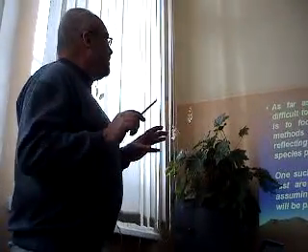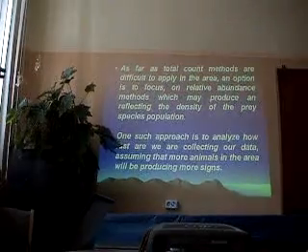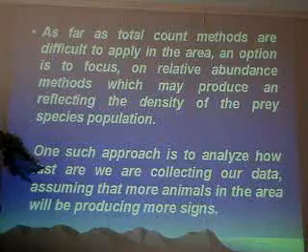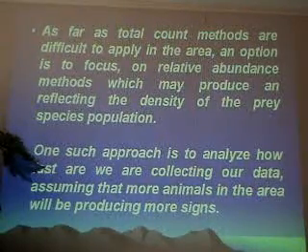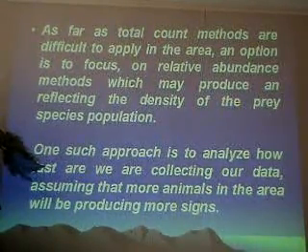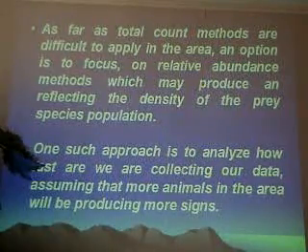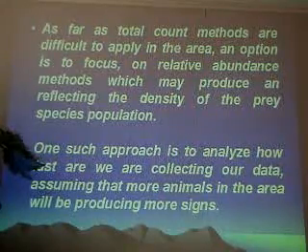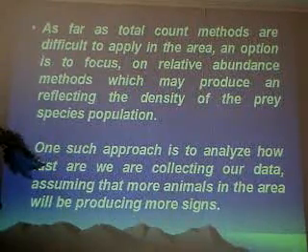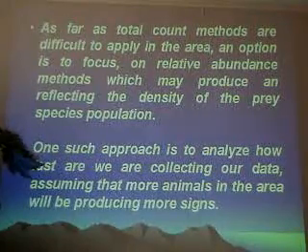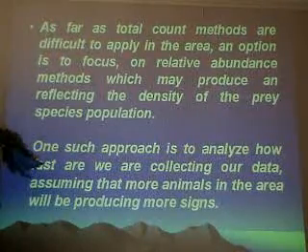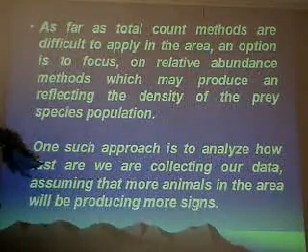Well, here we reach in this report one complication, and this is connected with the problem that total count methods are difficult to apply in the area, and an option is to focus on relative abundance methods which may produce an index reflecting the density of the prey species population. And one such approach is to analyze how fast we are collecting our data, assuming that the more animals are in the area, the more sign they will be producing.